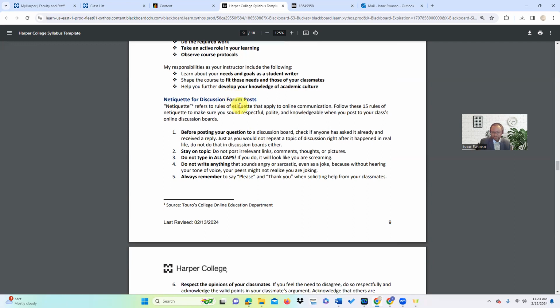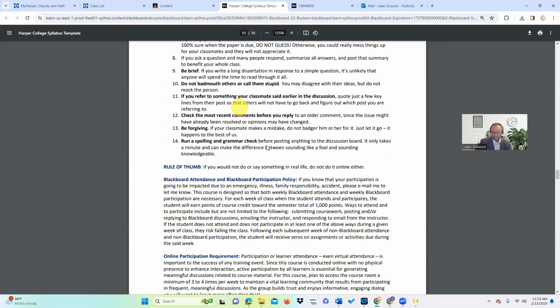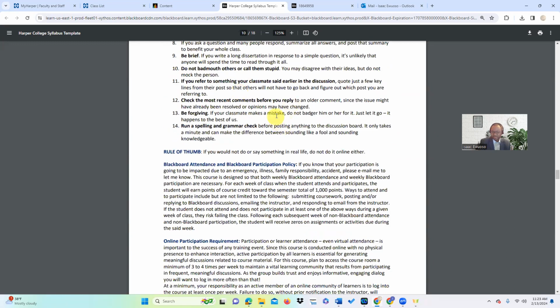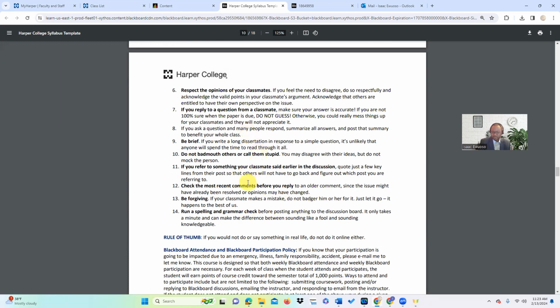Netiquette for discussion forum posts. This is a lot of common sense. You are probably familiar with this. It's just etiquette on proper communication.